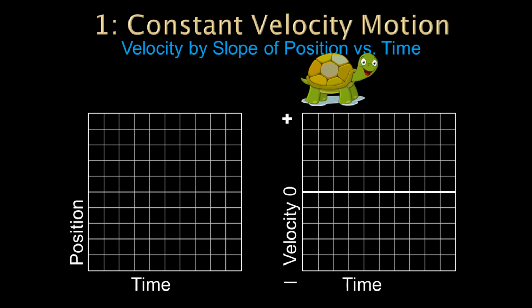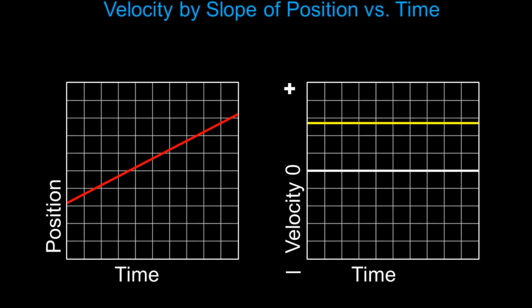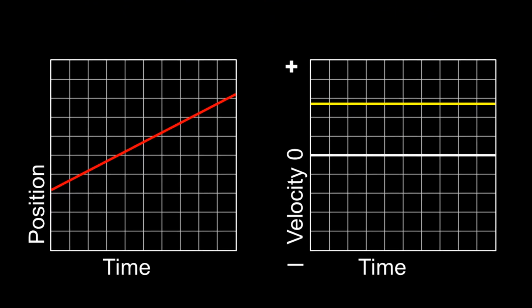Here we have a turtle moving along at a slow, constant velocity. We'll graph both the position versus time and velocity versus time. We see our position versus time shows a forward motion, and our velocity graph shows a constant velocity.